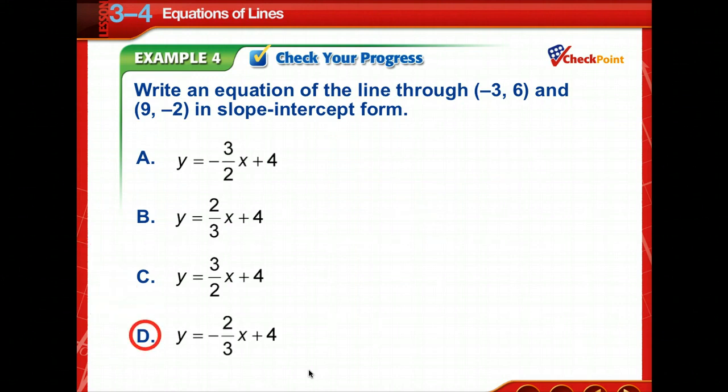Y is equal to -2/3 x plus 4. You thought you were going to end up with another 0 there, huh?